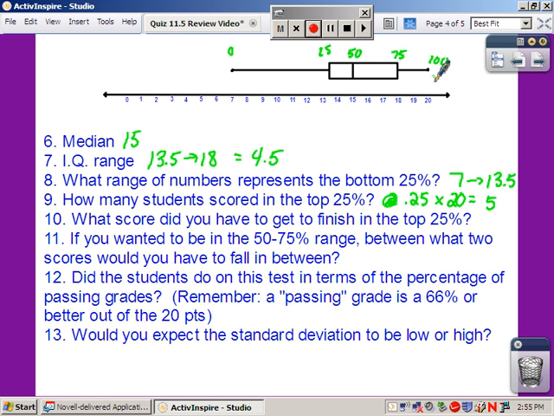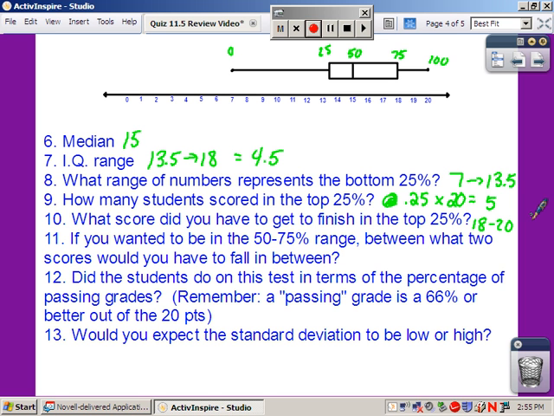Number 10 says, what score did you have to get to finish in the top 25%? Well, let's say you got to get at least a minimum of 18. This top whisker represents that. So you got to get something between 18 and 20.